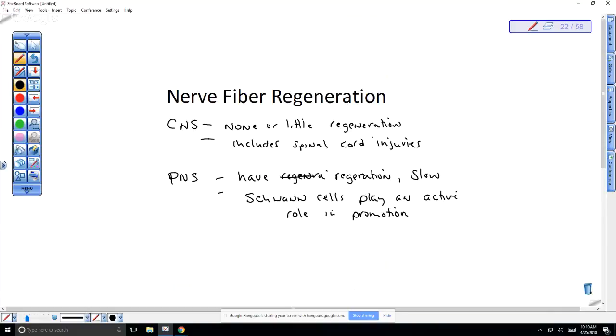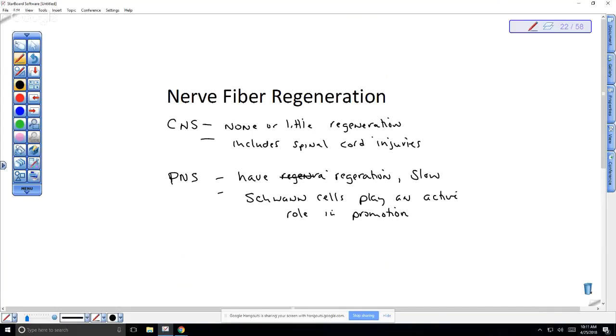So remember that we do not have Schwann cells in the brain and the spinal cord. We have oligodendrocytes instead, and those oligodendrocytes inhibit regeneration. So the question is, maybe if we could get the oligodendrocytes to behave more like Schwann cells, that could allow for some regeneration in the brain and the spinal cord.